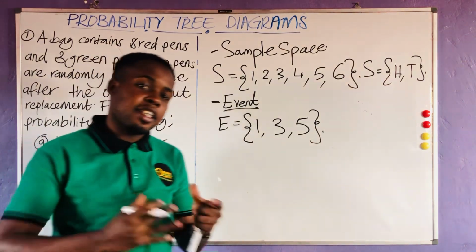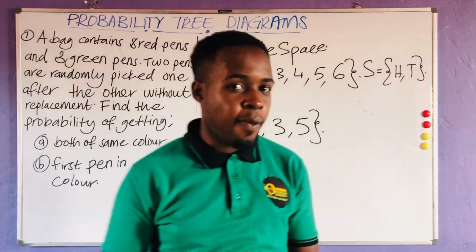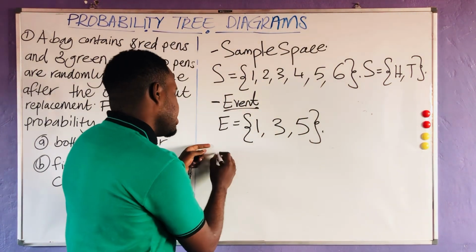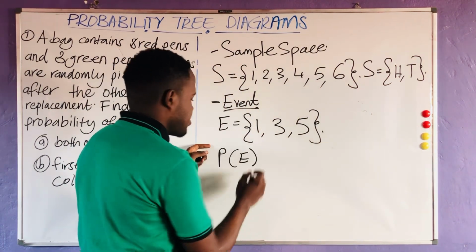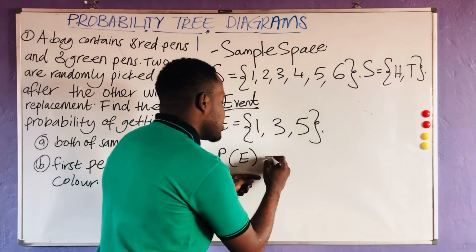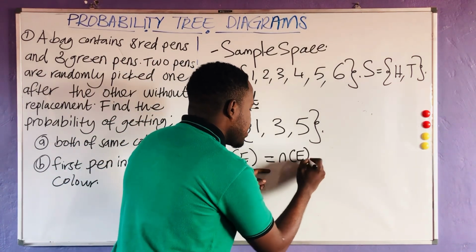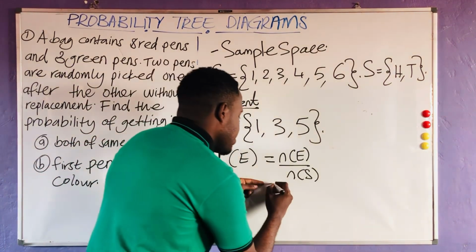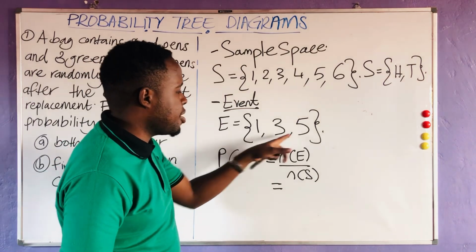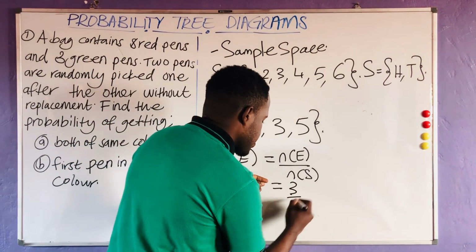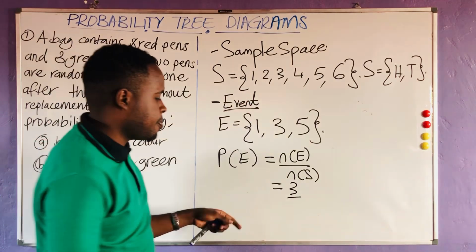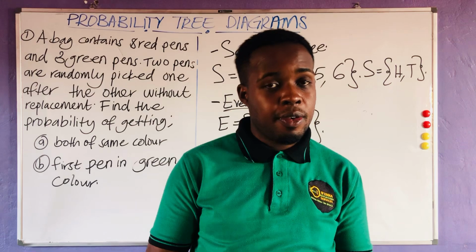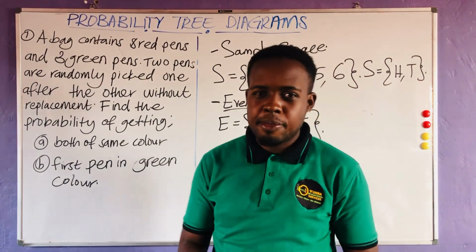So someone can even go ahead to tell you to calculate the probability now of getting an odd number. What you need to understand is the probability of an event like that of getting an odd number is equivalent to the number of events divided by the number of sample space. So the number of events here would be 3, then divide by the sample space, which is 6. So the probability of this event becomes 3 over 6. So that is just a brief introduction.